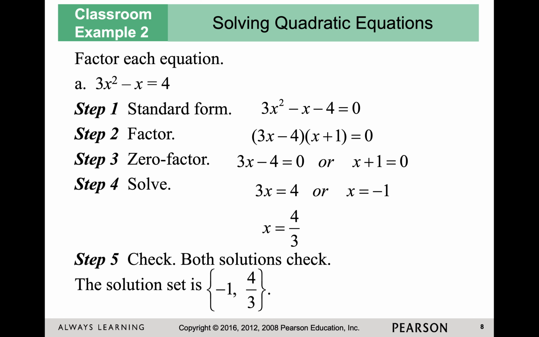So I should check both of my solutions. I should go to Desmos.com and graph 3x squared minus x minus 4, and you should see the x-intercepts happening at 4/3 and negative 1.